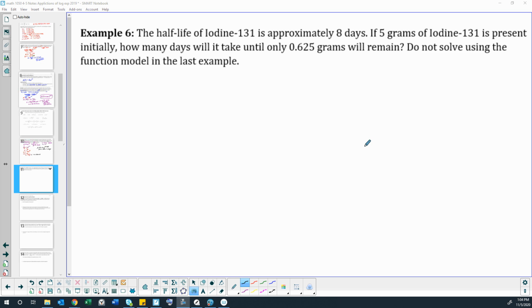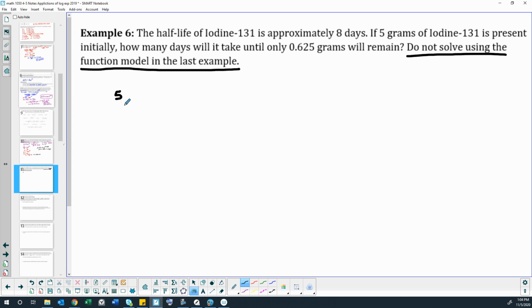I think example 6 is a really strange example because it's actually asking us to do this problem logically instead of using the formula we just wrote, which seems silly, but that's all right. We can do it both ways, and that way we can see that they are similar results.